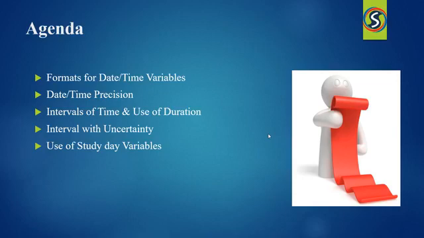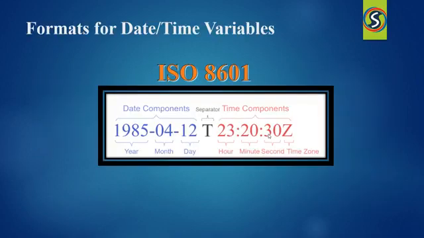The topics we are going to cover are the formats for your date or time variables, and we are also going to see date or time precision, how we are going to use that for the date and time variables as well, and what the intervals of time and usage of duration are, how we are going to report them, and also the interval with uncertainty. Along with that, we are also going to cover the use of study day variables. So let's start with the topic of the formats for your date or time variables.